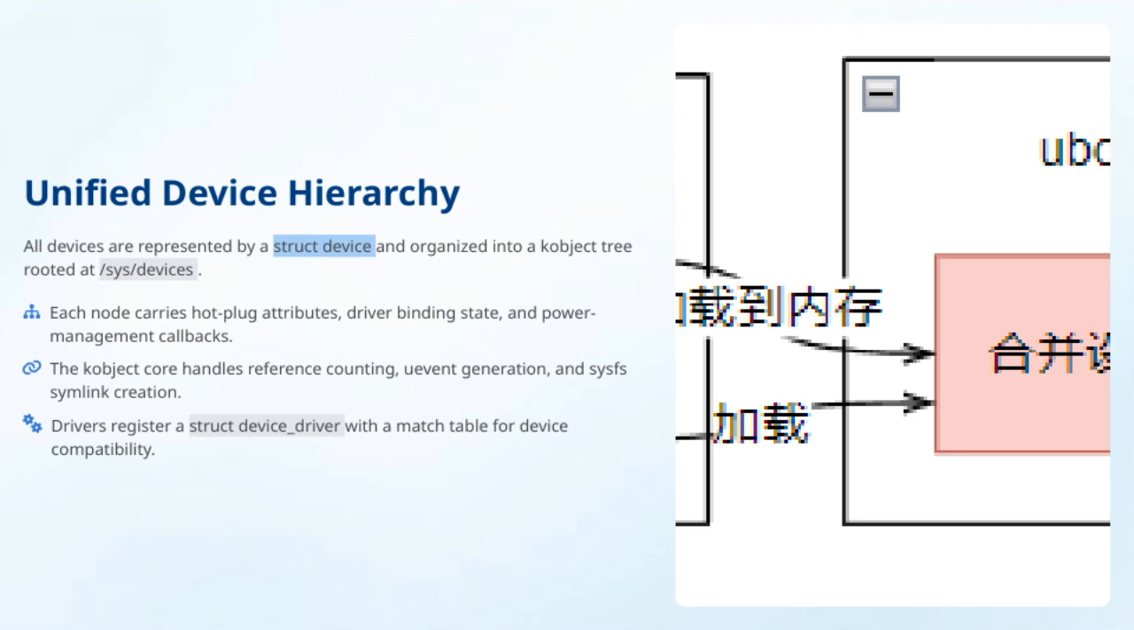Moving on, the kobject core plays a crucial role in managing device objects. It handles reference counting, which keeps track of how many entities are using a device, preventing it from being destroyed prematurely. It also manages event generation, which is vital for notifying user space about device events, and it creates sysfs symlinks that help organize device attributes in a user-friendly way. Each device node, represented by a struct device, carries specific attributes. These include hotplug attributes, which allow devices to be added or removed dynamically without rebooting.